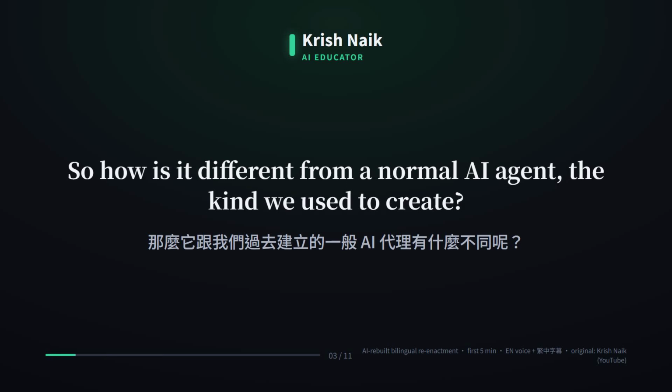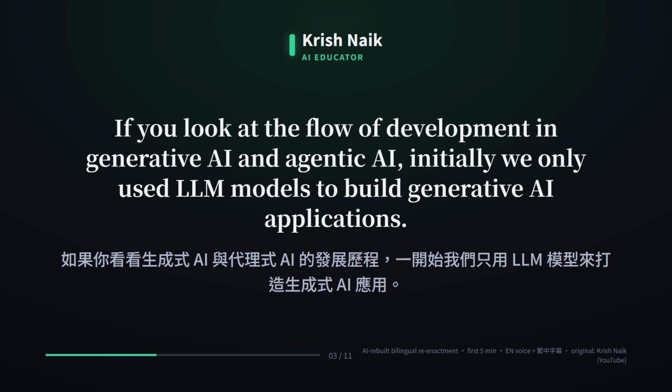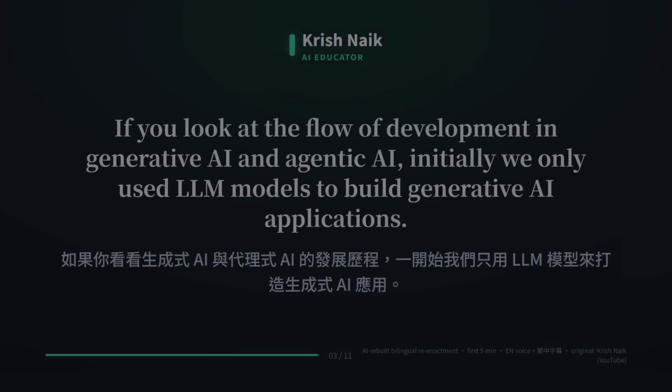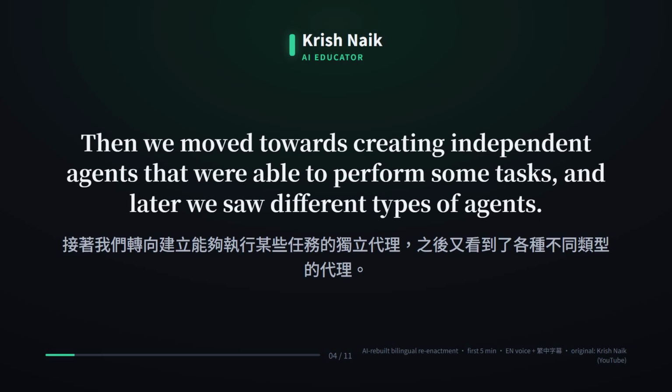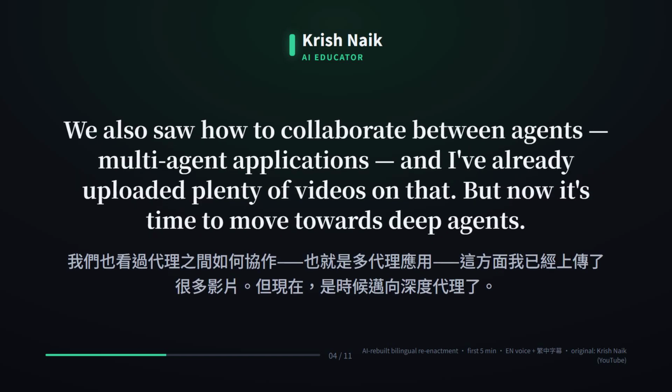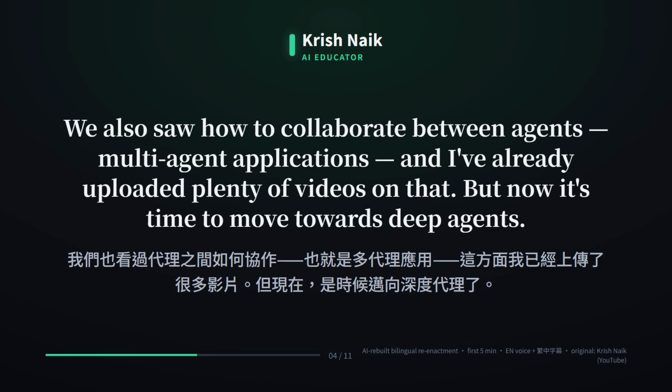So how is it different from a normal AI agent, the kind we used to create? If you look at the flow of development in generative AI and agentic AI, initially we only used LLM models to build generative AI applications. Then we moved towards creating independent agents that were able to perform some tasks, and later we saw different types of agents. We also saw how to collaborate between agents, multi-agent applications, and I've already uploaded plenty of videos on that. But now it's time to move towards deep agents.